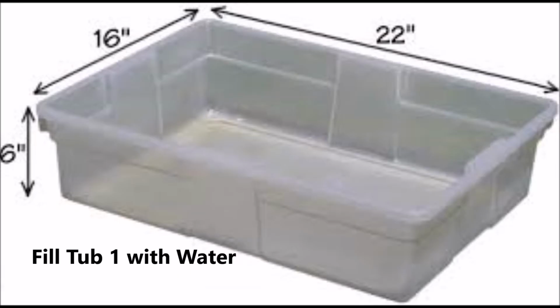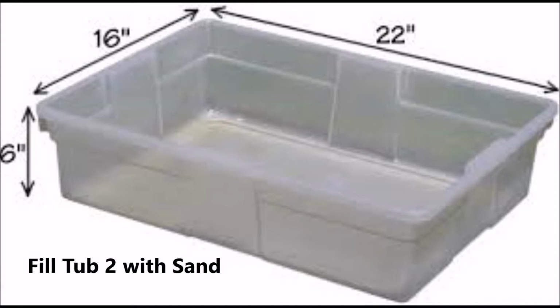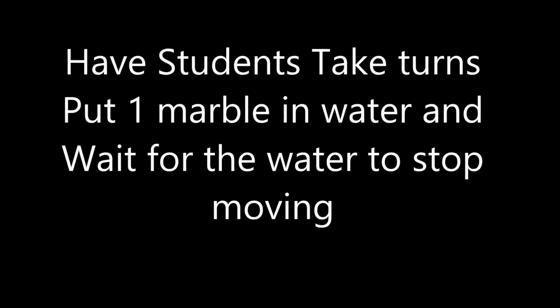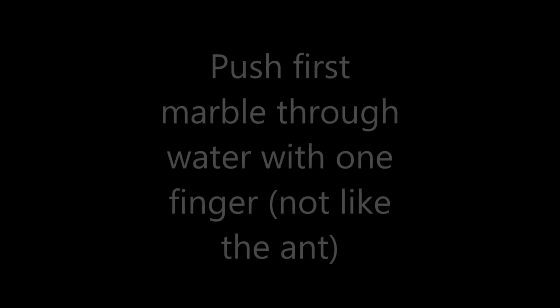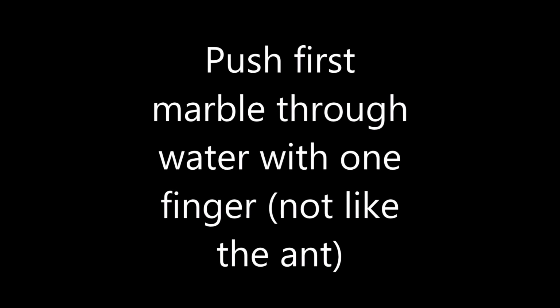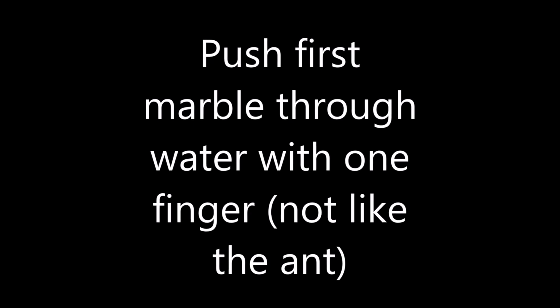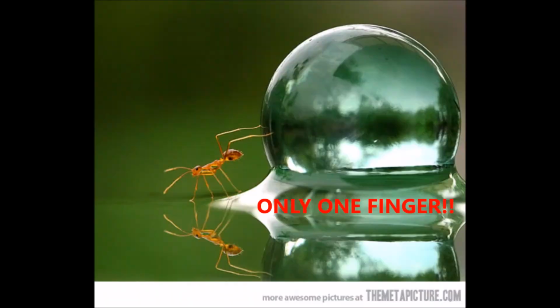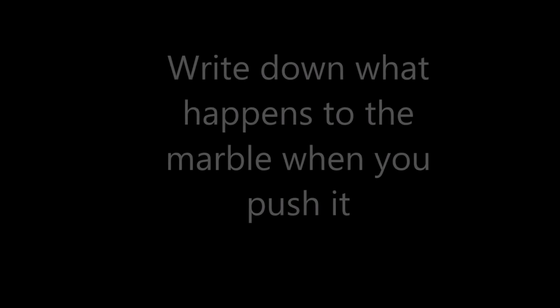You will fill tub 1 up with water and tub 2 up with sand. Have student 1 from each group place their marble into the tub of water. Tell them to wait until the water stops moving and to back away from the table so they're not hitting the water. Then tell them to slowly use 1 finger to push their marble to watch it go through the water. Remember, 1 finger only. This doesn't have to be a hard push. They should not be making splashes in the water.